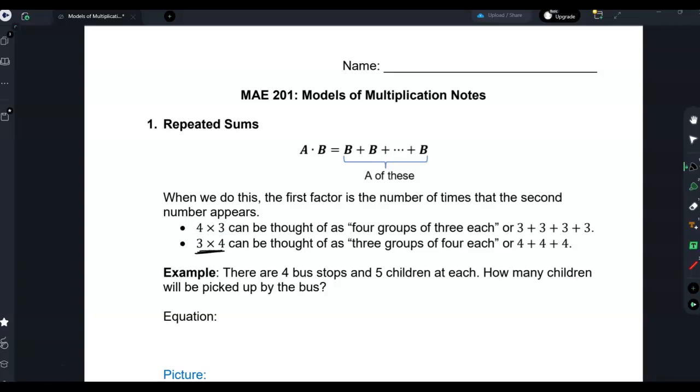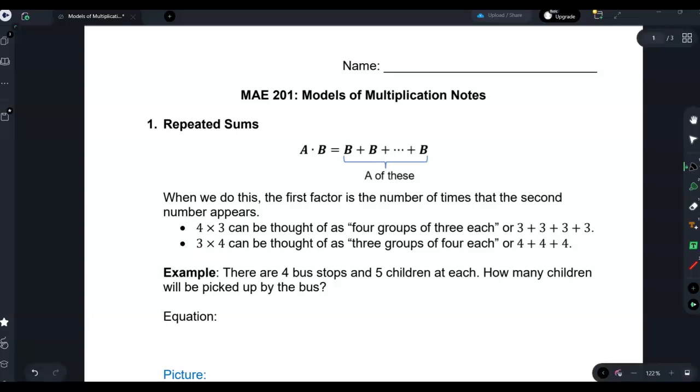So 3 times 4 we would think of as 3 groups of 4 each, right? So the first factor is the number of times that the second factor appears. So 3 times 4 I would think of as adding 4 to itself how many times? 3 times, right? So the first number is the number of times that the second number appears in my addition problem. You could also think of it as the first number is the number of groups, and then the second number is the number of objects in each group.